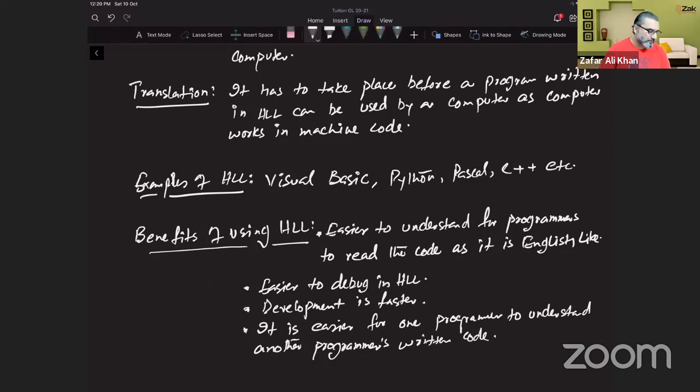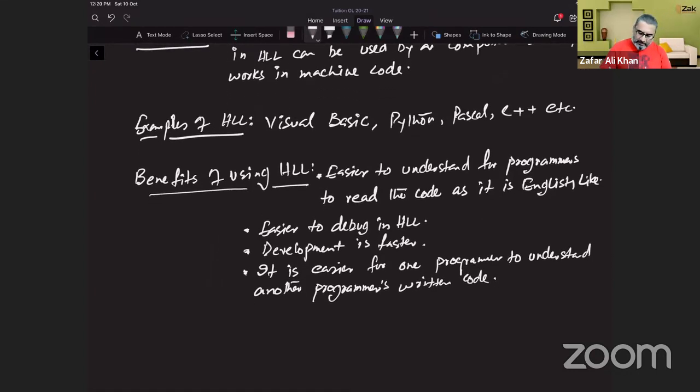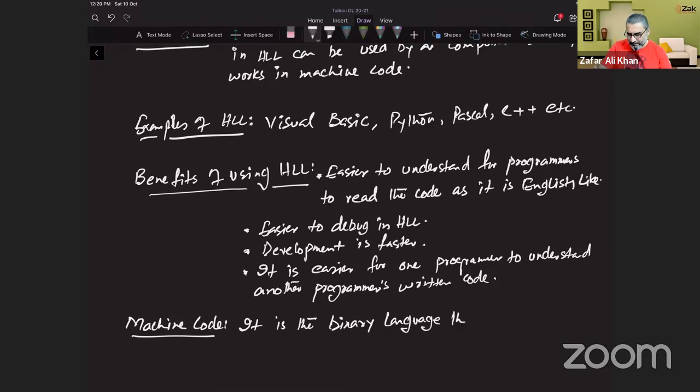Now, there are new terms now. Machine code. What is machine code? So machine code is a binary language that a computer uses. It is the binary language that a computer uses.